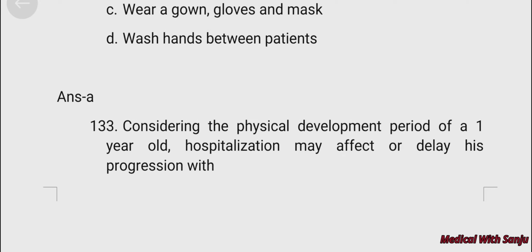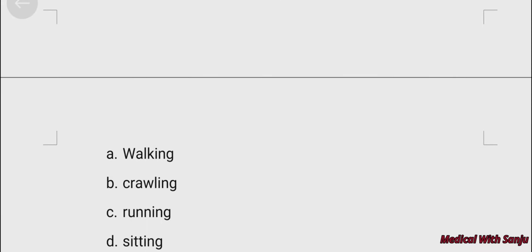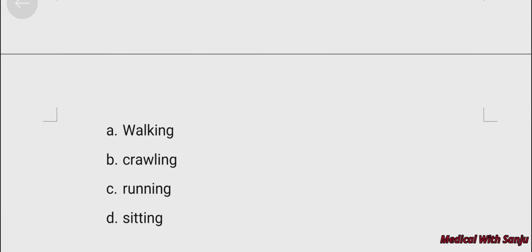Question 133. Considering the physical development period of a 1-year-old, hospitalization may affect or delay his progression with: option A, walking; option B, crawling; option C, running; and option D, sitting. Option A, walking, is the right answer.